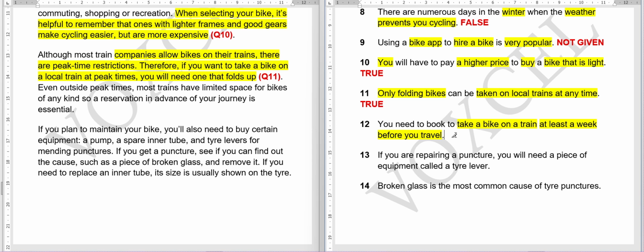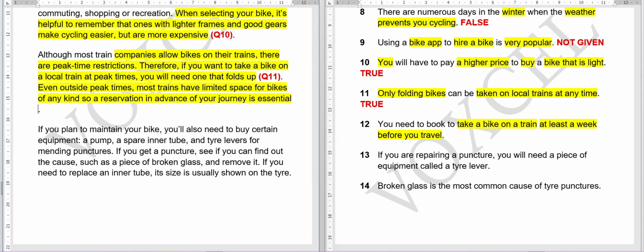And if we don't know whether we need to book in advance, so how long in advance we need to book our ride, then the answer will be not given. So I believe we have read something about reservation. Yeah, here. So let's read it again. Even outside peak times, most trains have limited space for bikes of any kind. So a reservation in advance of journey is essential. So here they're saying if you want to take a bike, reservation is essential.